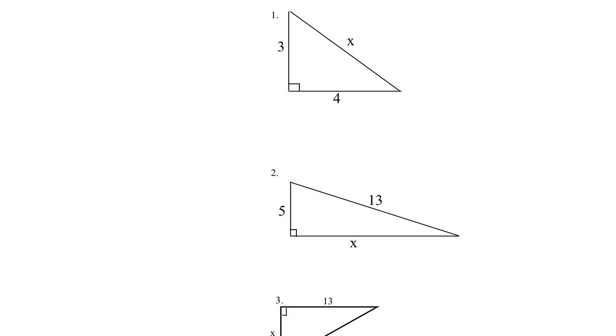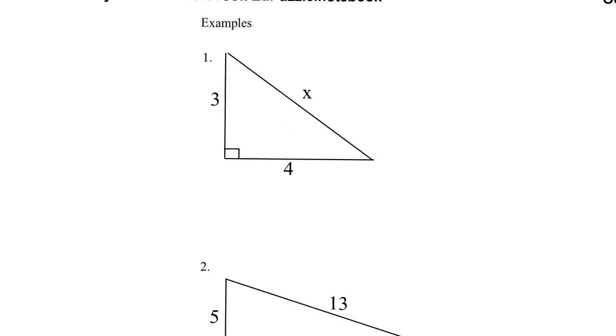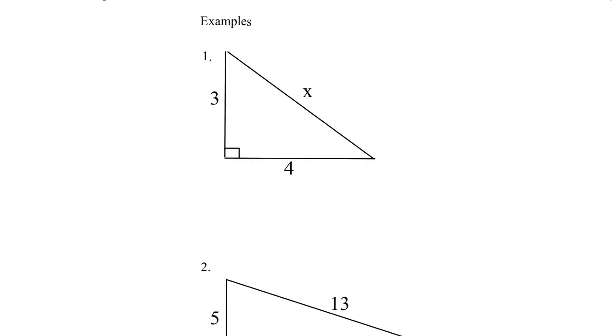If you look at example number 1, I gave you a right triangle, and the first thing you should do is determine the value of A, B, and C. So A is 3, B is 4, and C is x. Technically, A and B you can switch because A squared plus B squared is the same thing as B squared plus A squared, but C has to be the longest side. It's always across from the right angle, which is also called the hypotenuse.